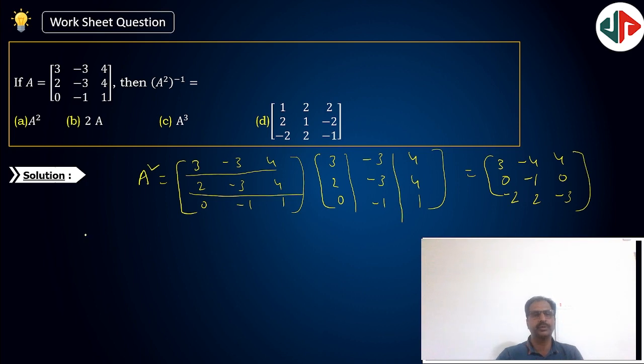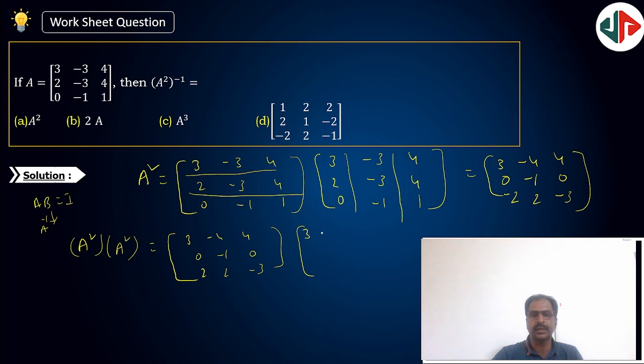Now we have to verify this from the options. I am finding A square into A square. See, if A into B is I, then this B is known as A inverse, right? So for that I am finding A square into A square. What is A square? 3 minus 4, 4. 0 minus 1, 0. 2, 2 minus 3, into again 3 minus 4, 4. 0 minus 1, 0. 2, 2 minus 3.